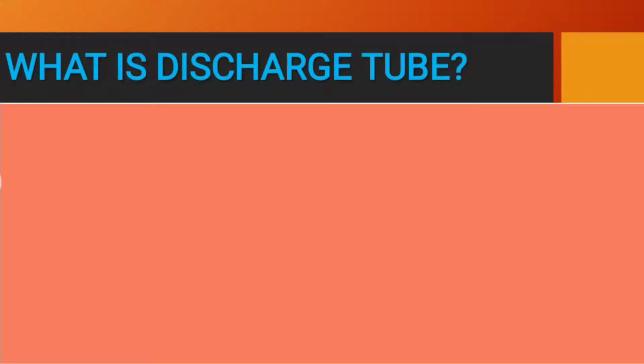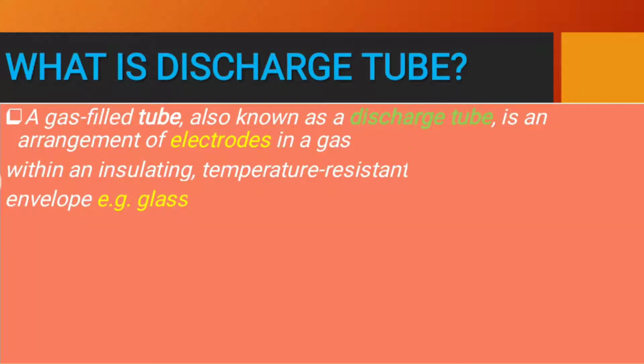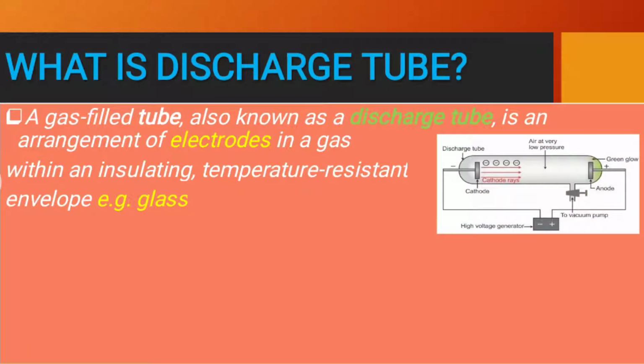What is discharge tube? Students, a gas filled tube, also known as discharge tube, is an arrangement of electrodes in a gas within an insulating temperature resistant envelope. For example, glass. Students, look at this diagram. In this diagram, a glass tube contains two electrodes, cathode and anode. In this glass tube, a gas is filled at very low pressure. So this glass tube is known as discharge tube.